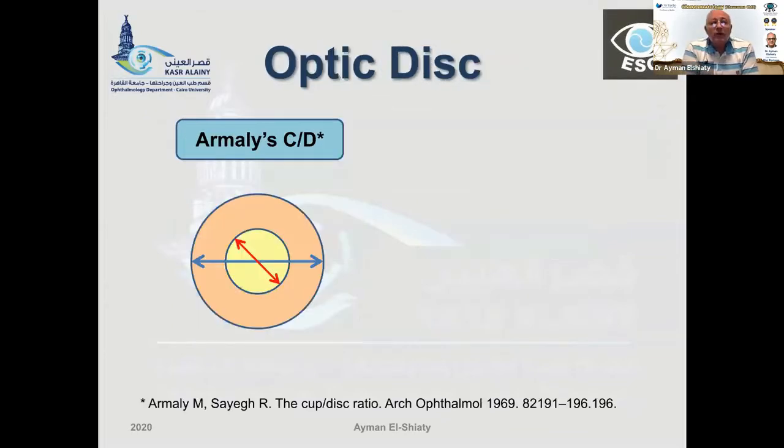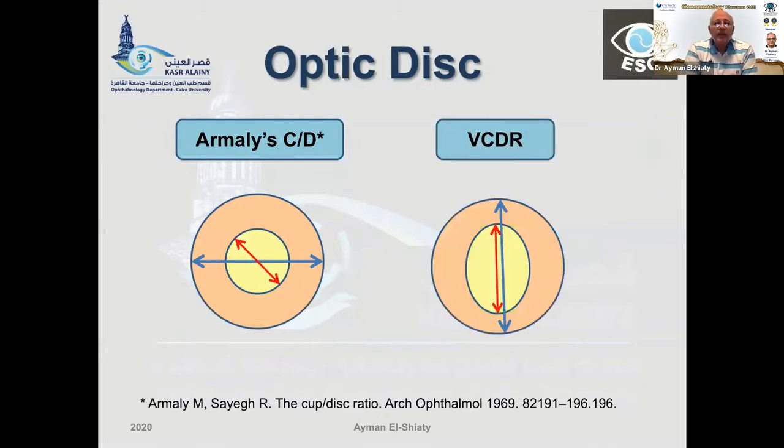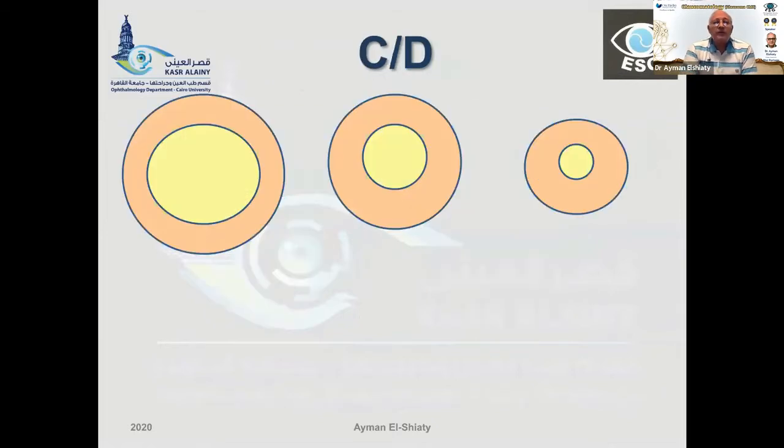And we have long been depending on the cup disc ratio for assessment of the optic disc, as Dr. Ali has just mentioned. That is, we compare the diameter of the cup to the whole diameter of the disc. And sometimes we refer to the vertical cup disc ratio as a more precise measure. However, look at these 3 discs with 3 different cup disc ratios. Maybe the first one may be 0.7, and the second one may be 0.5, and the third one may be 0.3.